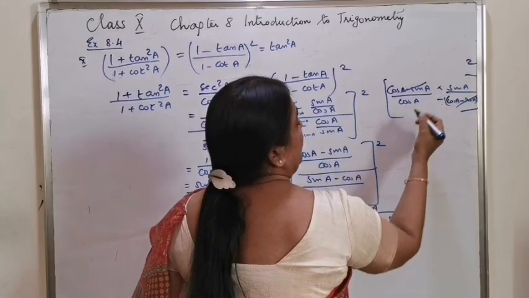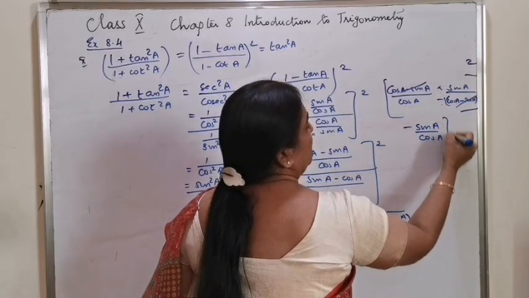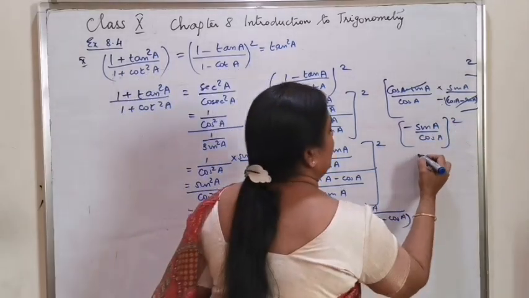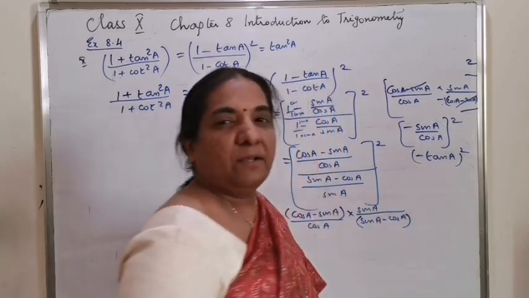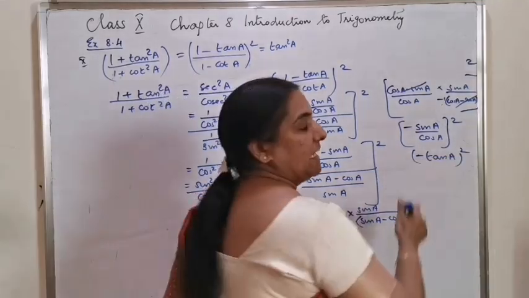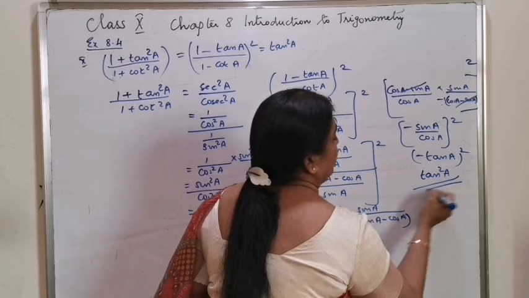Now sin A by minus cos A is the same as minus sin A by cos A, the whole square. Minus sin A by cos A is minus tan A, the whole square. Minus 1, the whole square is positive 1 similarly. Minus tan A, the whole square is the same as tan square A.